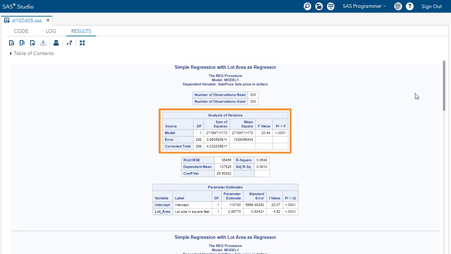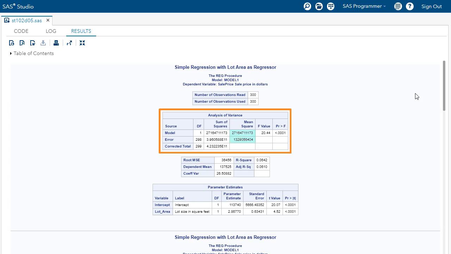Next, the analysis of variance table shows how the total variability in sale price can be partitioned to test the null hypothesis that the slope for lot area is equal to 0. The ANOVA table in regression is equivalent to the ANOVA table from analysis of variance. It provides the model, error, and total sums of squares. It provides the degrees of freedom for each source of variability, and it also calculates the mean squares that are used to compute the F value.